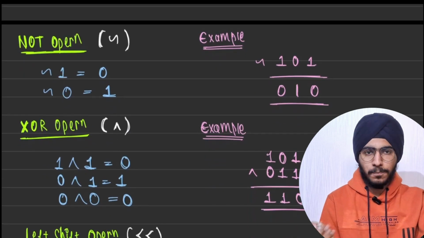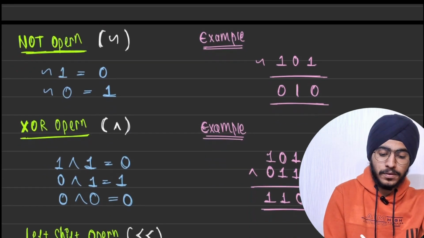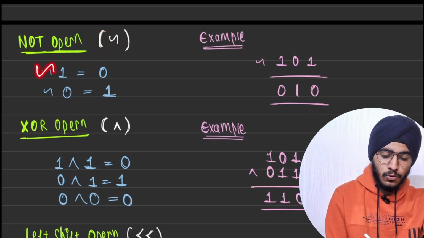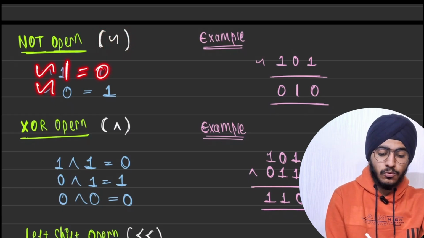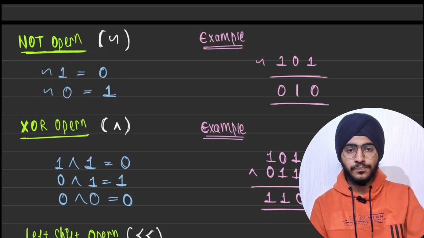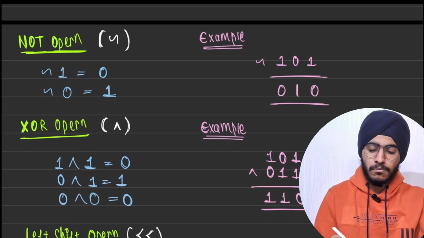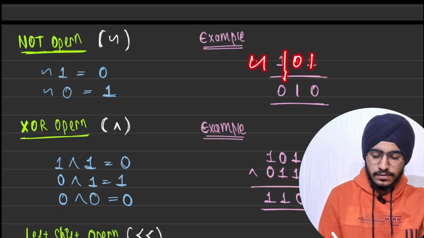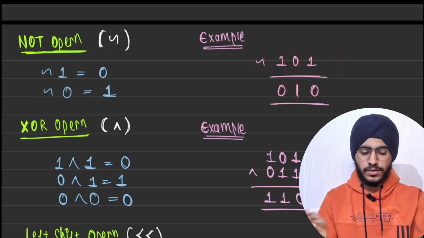Let's jump to the next bit operation, the NOT operation. The NOT operation is represented by this symbol. It says that if I do NOT of 1, we will get 0, and if I do NOT of 0, we will get 1. So it's similar to the opposite: 1's opposite is 0, 0's opposite is 1. If I give you the example, NOT of 101 is 010, just the opposite.